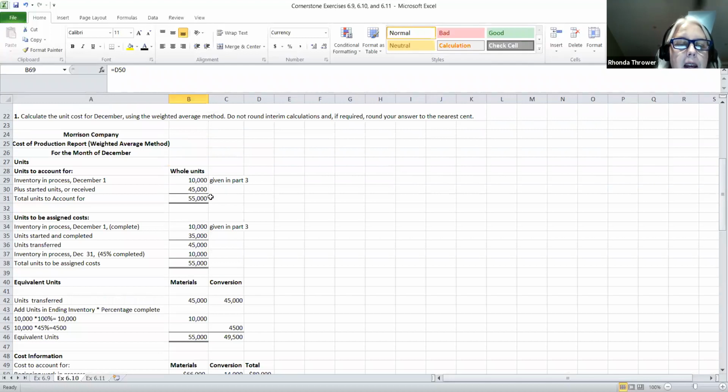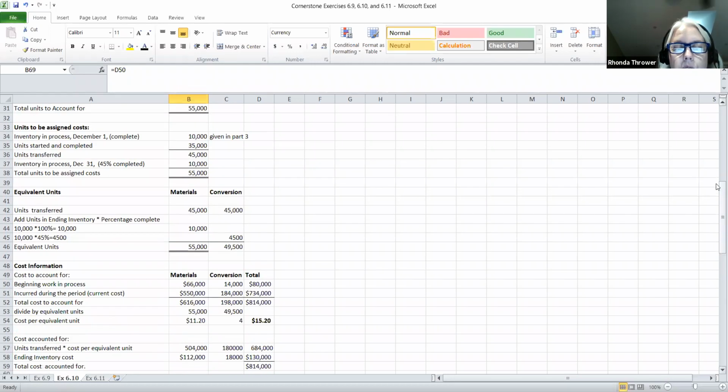So if you know that this is 10,000 and we figured before that this 55,000 has to be the same as this, then we can work backwards and know what the units started and received was. If we know the beginning inventory here and we knew our units transferred, we can determine what we have started and completed as far as units are concerned.